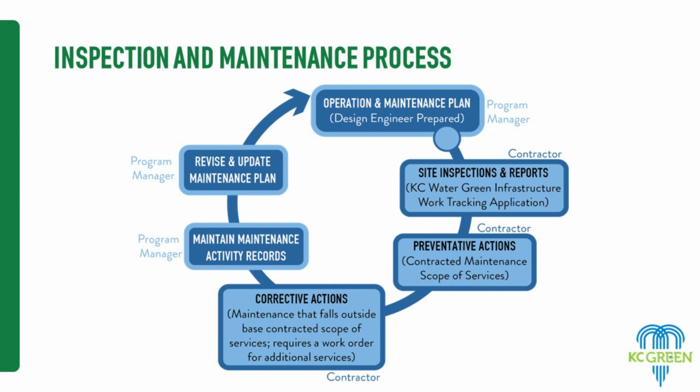Corrective actions are those items that fall outside your maintenance contract, and it's when we see major sediment issues, major erosion issues, or large areas of dead plants. Those would be identified as corrective actions. Then you would notify me, and we can work through a work order to take care of those. That's the allowance authorization for those of you who've seen the contract. That's what that bucket of money is for.